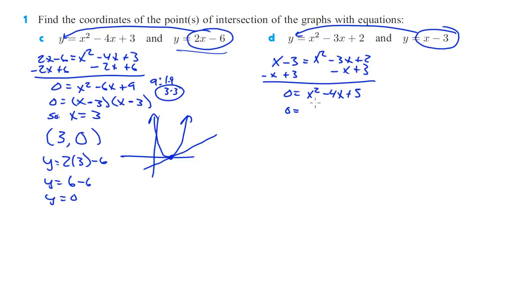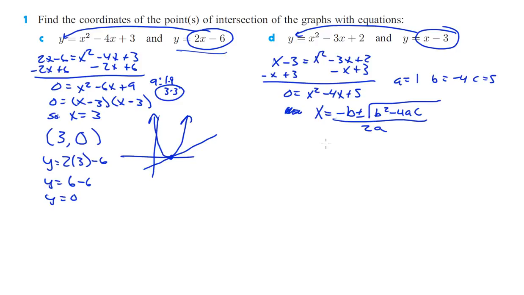So what we'd have to try to do then, since it's not going to factor and give us nice points, what we should do is try to plug this into the quadratic equation and see what happens. Okay, so the quadratic is x equals negative b plus or minus the square root of b squared minus 4ac, all over 2a. Okay, so in this case here, a is 1, b is negative 4, and c is 5. So let's see what we get with that.